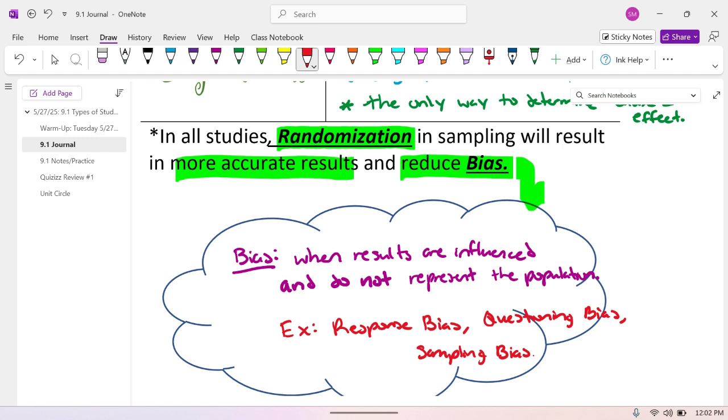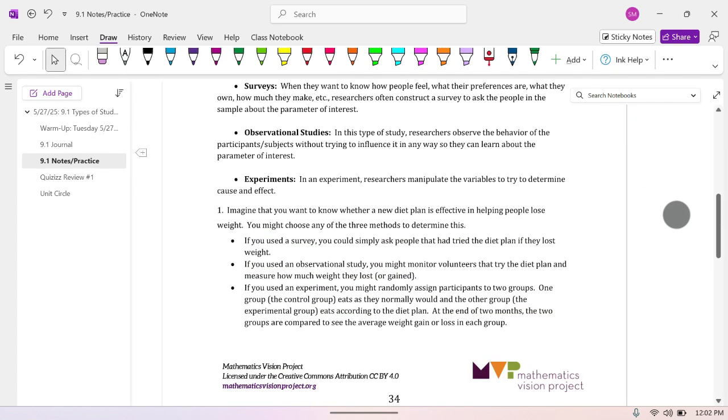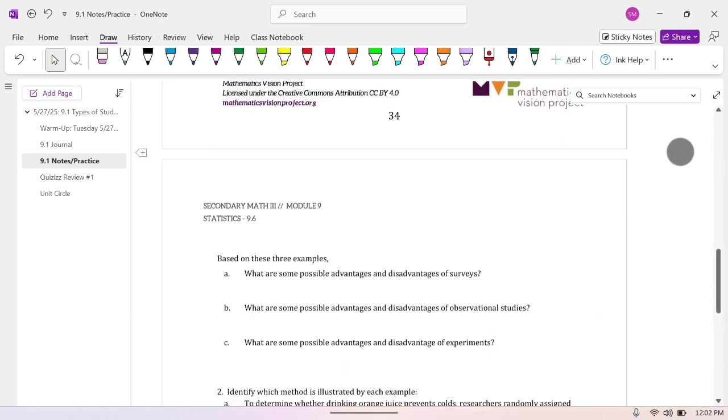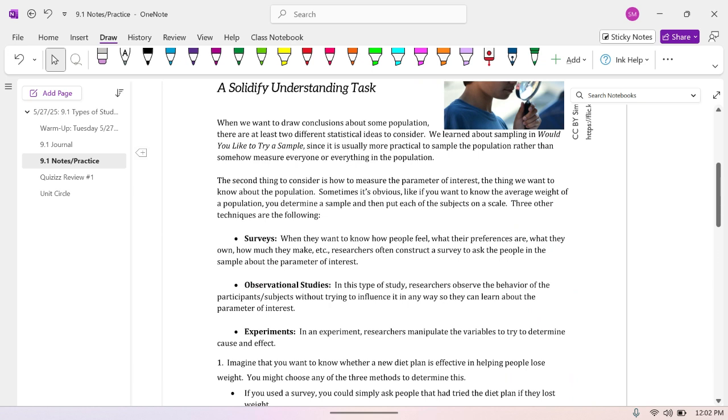Now, look at your packet, the new one, and there is some stuff that we need to go through really quickly. All right. So we already talked about what surveys, observational studies, and experiments are. So this is the very first page of the packet. Again, with surveys, we want to know how people feel, their preferences, what they own, how much they make, and they construct a survey to ask people about the sample of the parameter of interest. So does anyone know what the most famous survey in the United States is?